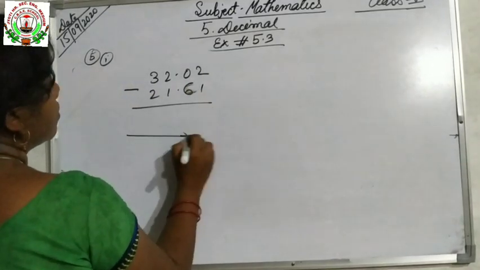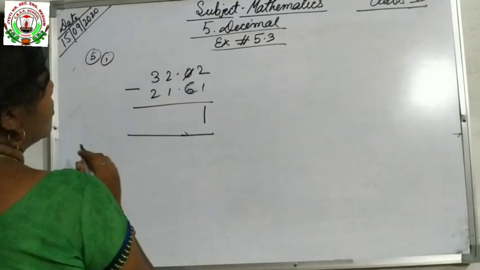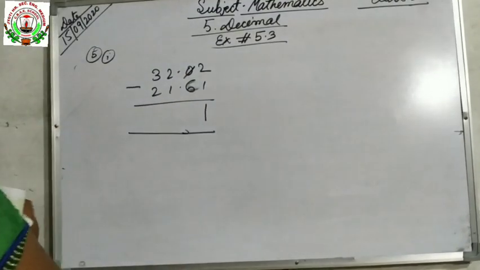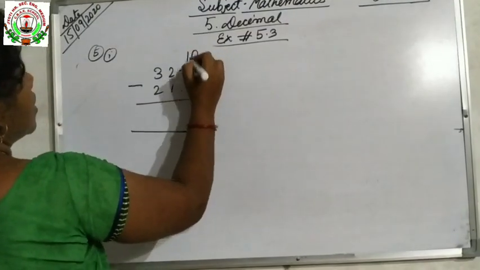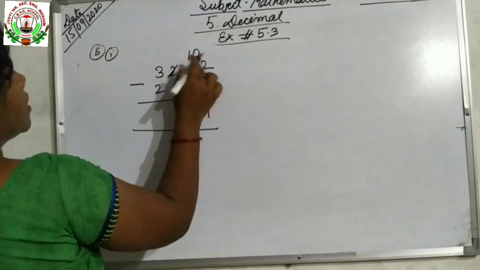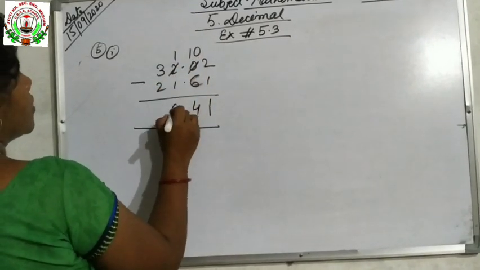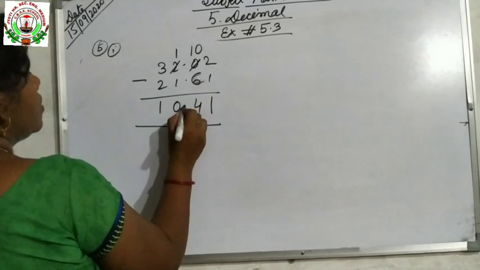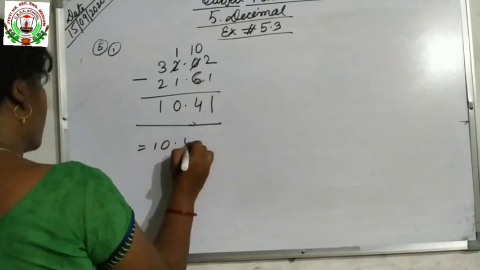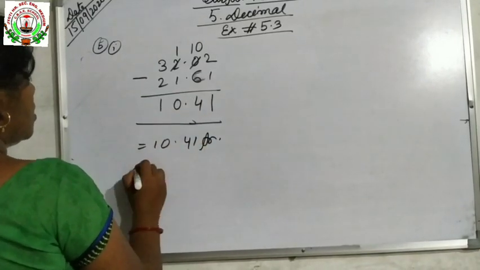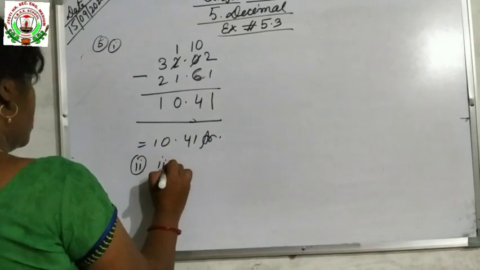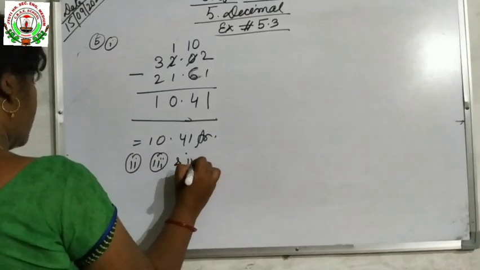2 minus 1 is 1. We can't subtract 6 from 0, so we will borrow. It becomes 10. 10 minus 6 is 4. It gave 1, so it becomes 1. 1 minus 1 is 0. 3 minus 2 is 1. So our correct answer is 10.41. Like this you will solve question 2, 3 and 4.